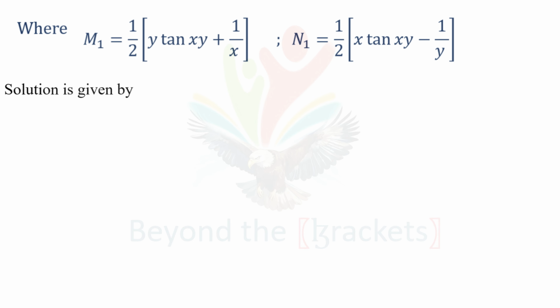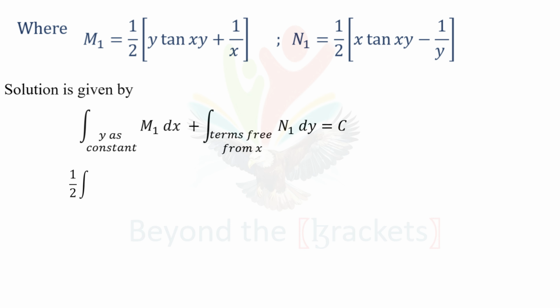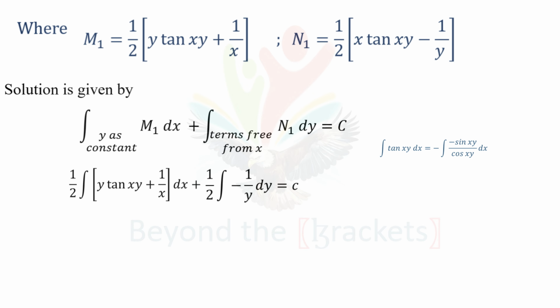Solution is given by integral M1 with respect to x, where y is treated as constant, plus integral N1 with respect to y, considering the terms free from x, is equal to c. Writing the first integral as it is as M1. For the second integral, the term free from x is minus 1 by y dy is equal to c. Integrating the first integral with respect to x, y is constant, tan xy can be written as sin xy by cos xy. So this is of the form f dash of x by f of x. Integration of this will be log of f of x. So minus log of cos xy will be the same as log of secant xy.